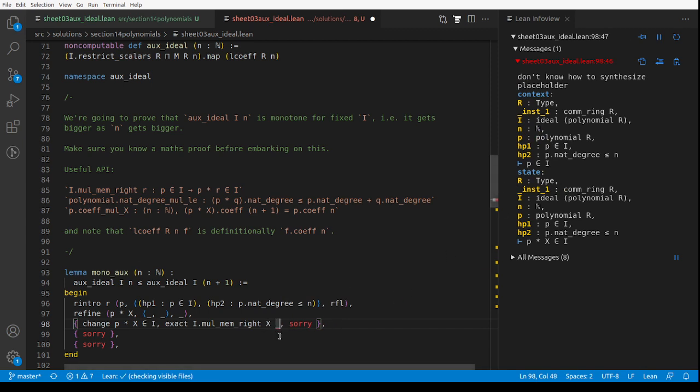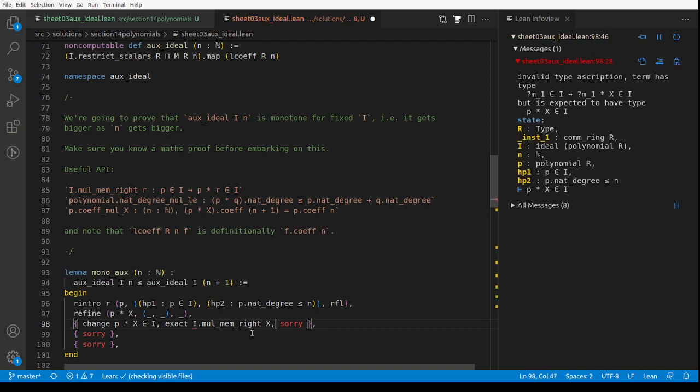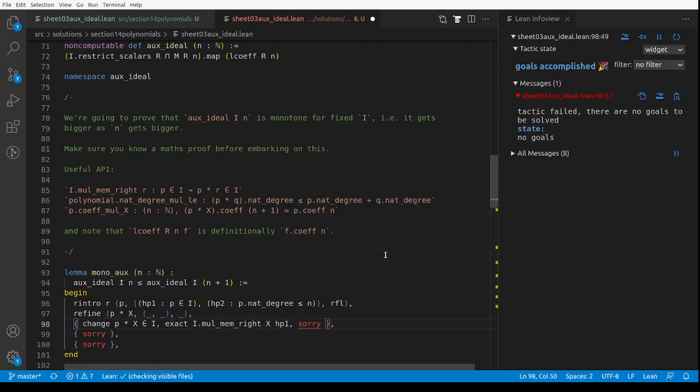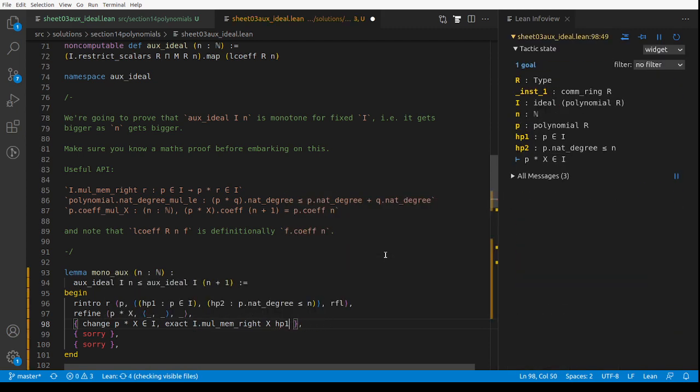Maybe I should just tell you what I was thinking now. I put exact, and then I kind of guessed a proof of this, but it's not quite right. You can see what it says. It says, no, the thing you've written is a proof that something implies this, and the thing that implies that looks really, really close to what we want, right? So clearly, we want another input. We want the proof that P is in I, and then it will spit out a proof that P times X is in I, which is what we want. So we're missing an input of HP1 there. So that's the proof of that.